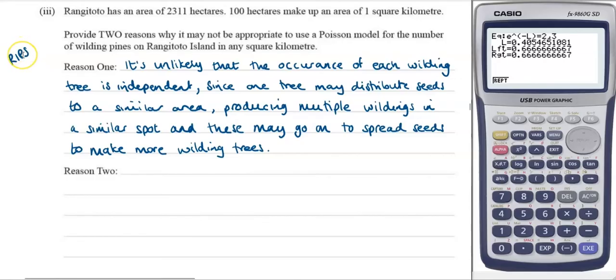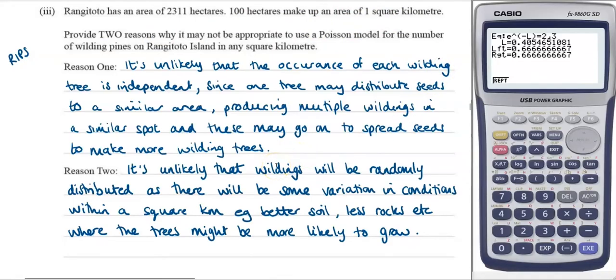We could talk about proportional and say that multiplying up by this scale might not quite work. I don't find that one as easy to talk about, so I'm going to go with the random one. So Poisson assumes that distribution is random, and that might not be the case because you might get differing conditions across these areas.